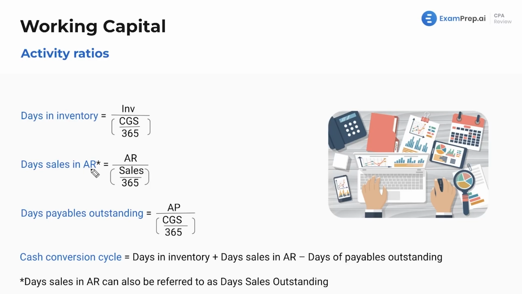Days sales in accounts receivable can also be referred to as days sales outstanding. Just keep that in mind. We might even see that in this lecture. That's AR, accounts receivable, divided by sales, divided by 365. Again, this is a metric to tell you how many days generally it takes for you to convert your AR to cash. And days payables outstanding: how long it takes you, on average, before your payables are paid down.